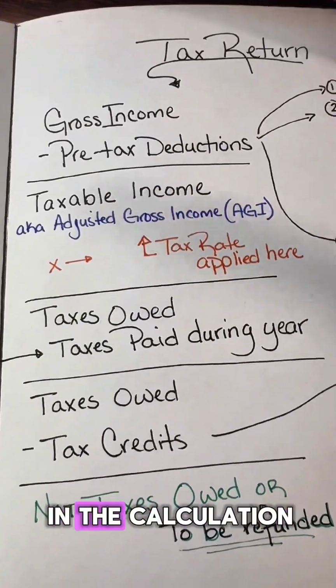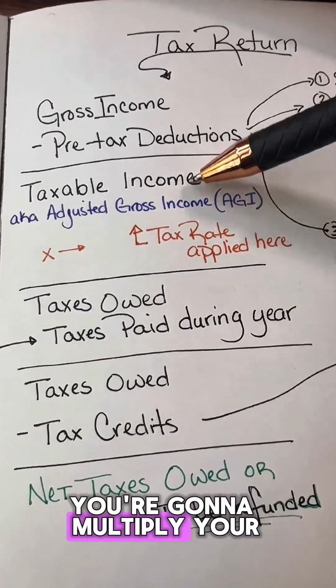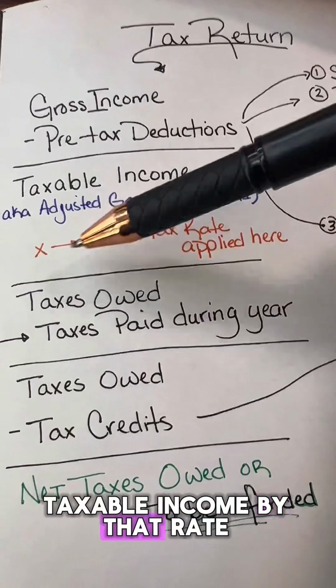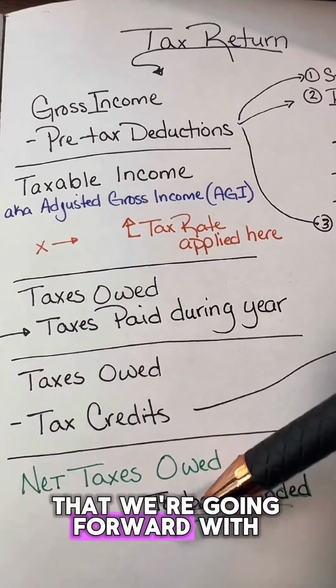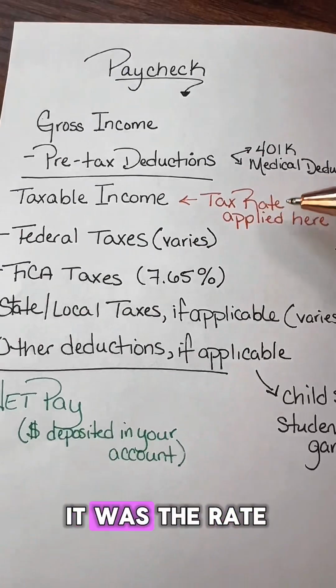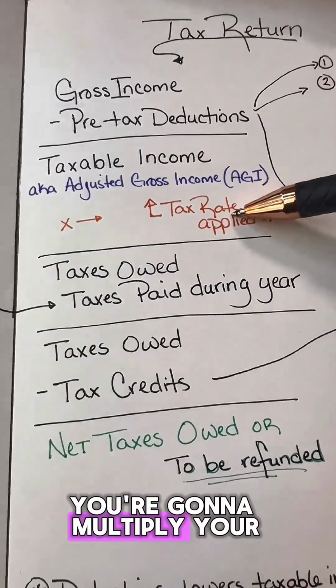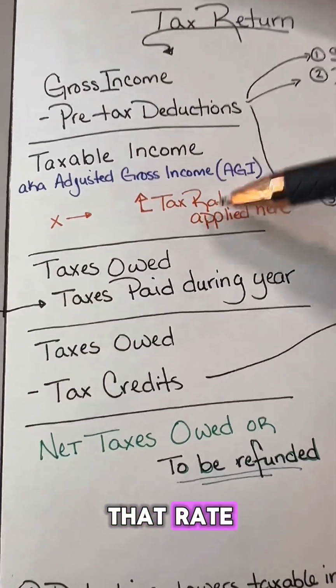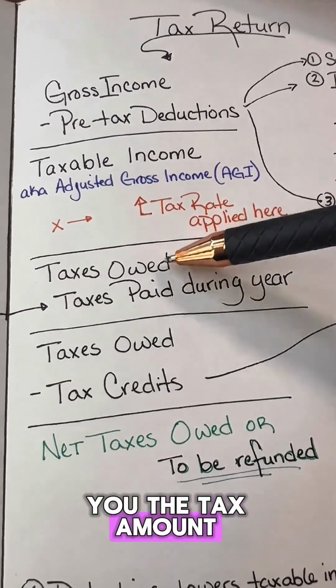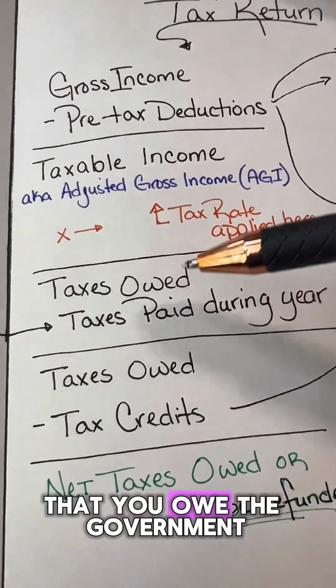So at this point in the calculation, you're going to multiply your taxable income by that rate, and that's the number that we're going forward with. Previously we didn't actually use the rate, the rate was just used to do the calculation, but over here, you're going to multiply your adjusted gross income by that rate, and that's going to give you the tax amount that you owe the government.